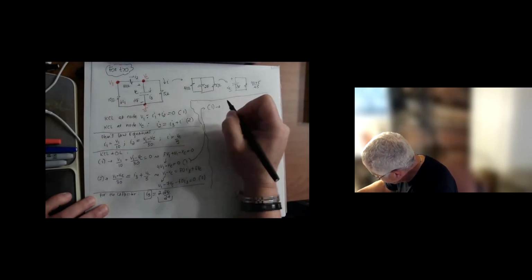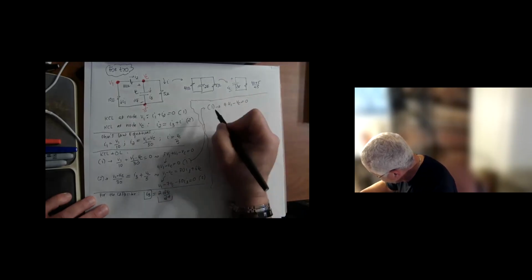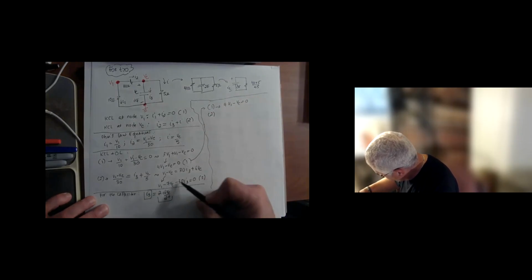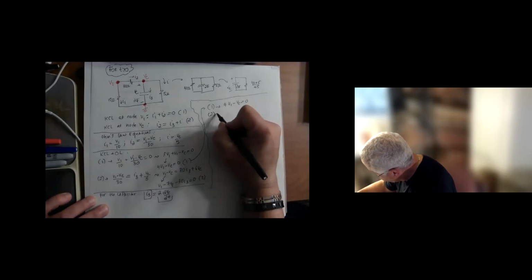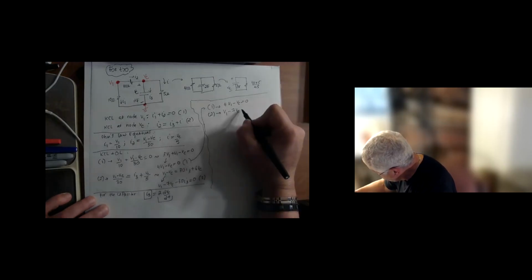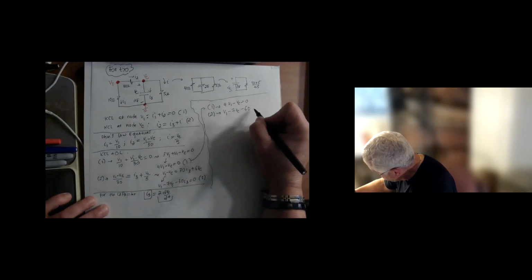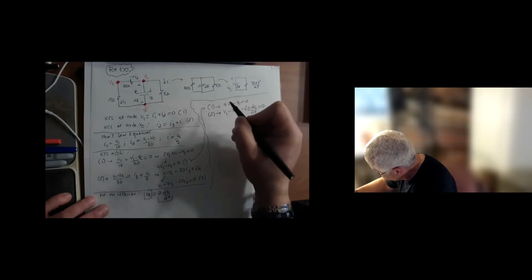So 1 stays as is: 4V1 minus VC equals 0. There is no I3. And 2 becomes what? V1 minus 7 VC minus 30 I3. So what do we have here? Minus 60 dVc dt equals 0. Okay, so that's 1 and 2.